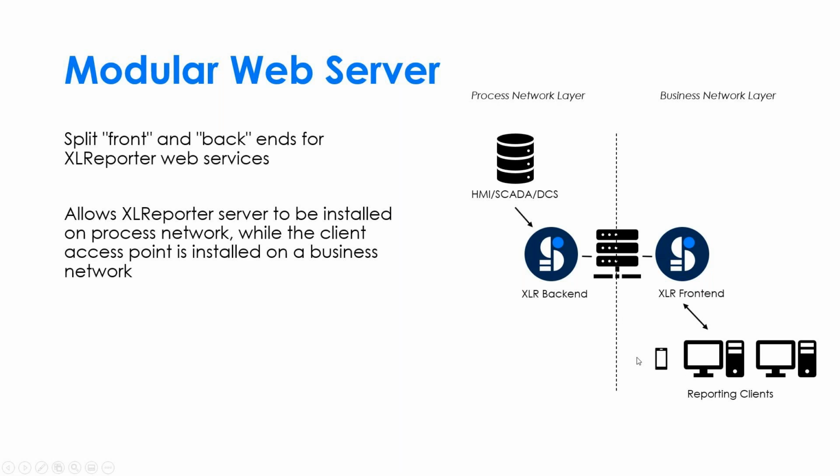So in this implementation, we would have the XLReporter server, the back end, installed on the process network. It'd be connecting into its data sources, HMI, SCADA, DCS. And then we'd have the XLReporter front-end web server installed on the adjacent layer here in the DMZ or in the business network. And that allows reporting clients to access all the reports and dashboards you have set up in XLReporter without having them have to touch the process network directly.